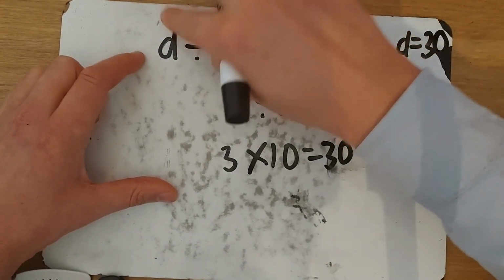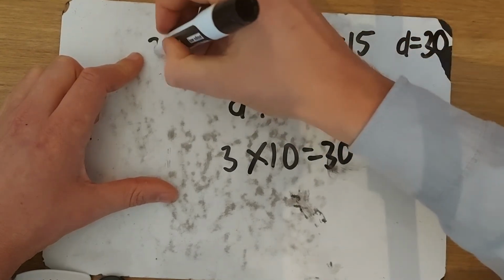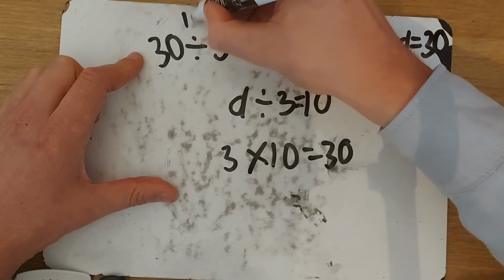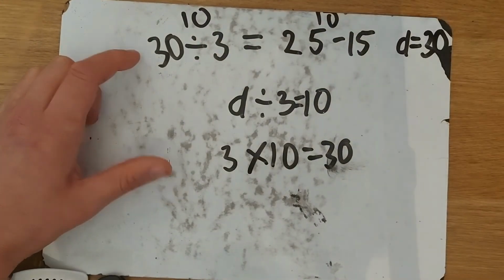Okay, and again, I can check it. Let's rub that out by doing that. 30 divided by 3 would be 10, okay?